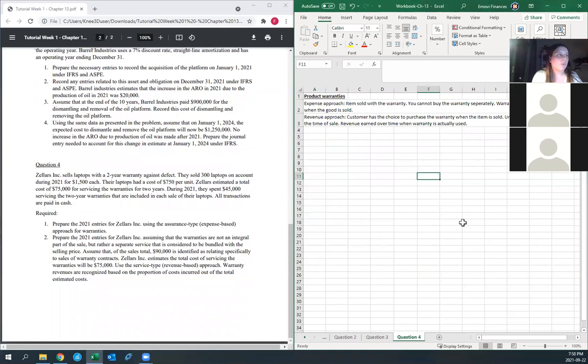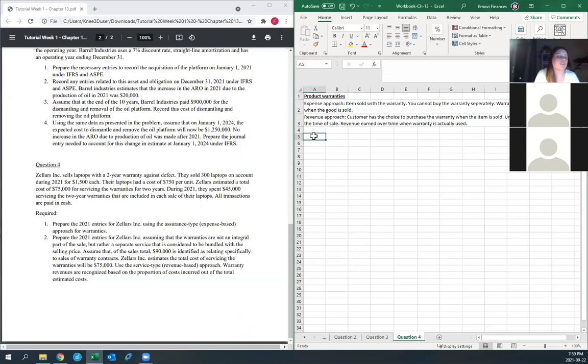So for product warranties, there's two different types of warranties. There's the expense approach, which is when the warranty is sold with the item. You cannot buy the warranty separately, and the warranty is expensed when the good is sold. And there's the revenue approach, where the customer has the choice to buy it or not, which will generate unearned revenue, and you're going to put in your warranty revenue when the warranty is actually used.